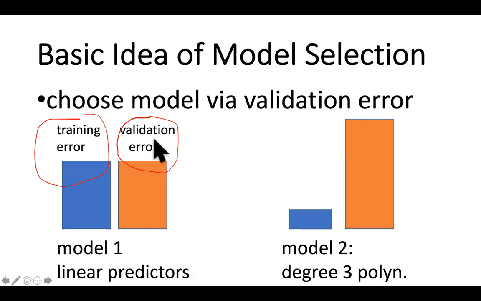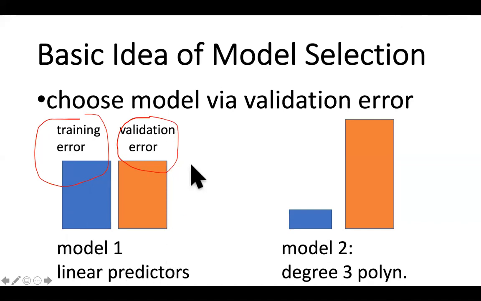First of all, you use validation to spot overfitting. Here on the right, we see a scenario where the training error, this blue bar, is very small, but the orange bar is very large. This means overfitting, and this means that degree 3 polynomials are not a good choice. Then in the next step, you can use this information to select between different models, which I will talk about in a second. Then you can also look at the validation error for model 1, which is smaller. And you then use the validation error to choose the model.